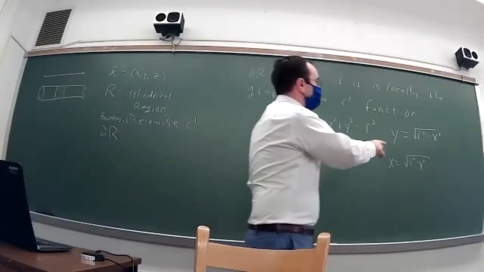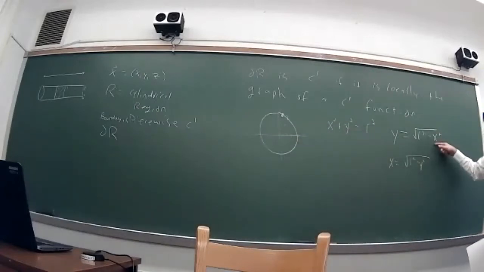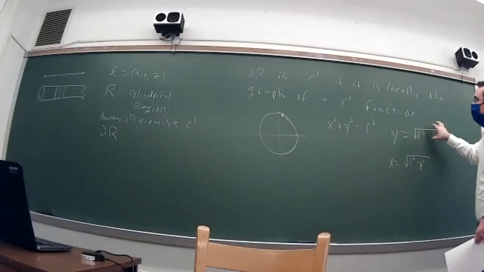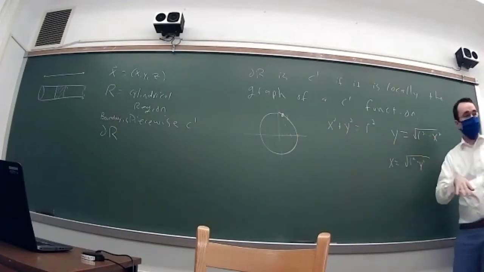And the function that it's a graph of needs to have its partial derivatives existing and be continuous. And then that's called C1, and that's what's called a C1 boundary.